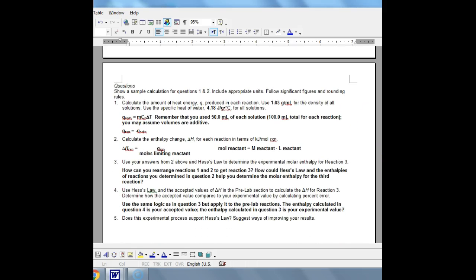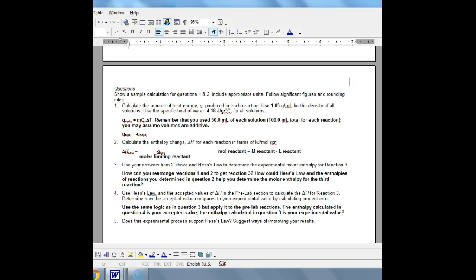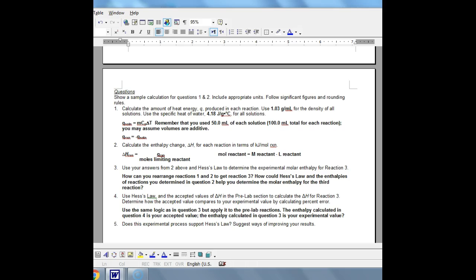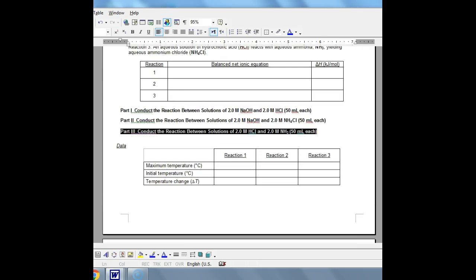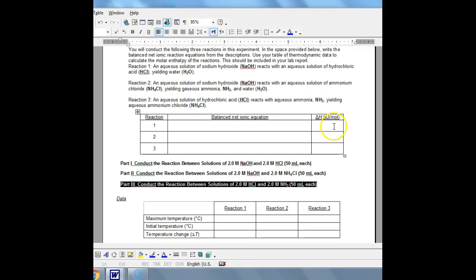You're going to repeat that for the data that you collected for your pre-lab. It says use Hess's law in question 4 and the accepted values of delta H in the pre-lab section to calculate delta H for your reaction 3. So using the chart that you calculated the delta H values for the 3 pre-lab questions, you're going to combine the first two, just like you did for the previous question, and combine the delta H's together to see what the accepted enthalpy value would be for reaction 3.